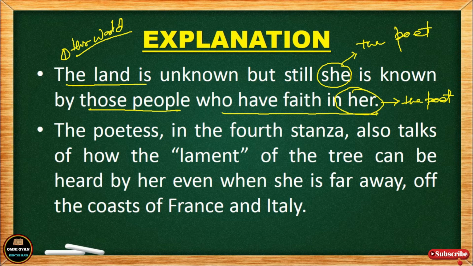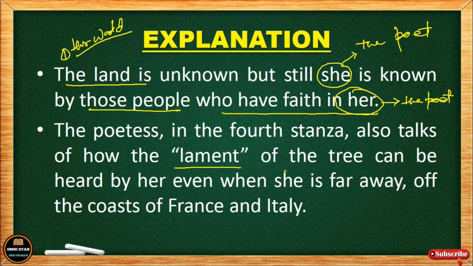Okay, then the poetess in the fourth stanza also talks of how the lament is like when somebody goes away and you keep on crying. Okay, that is a lament. And you keep on expecting that that person will return back. That is lamenting. So how the lament of the tree can be heard by her even when she is far away off the coasts of France and Italy. Okay, so the poetess says that the lament of the tree can be heard by her.